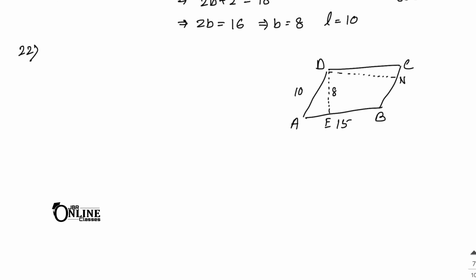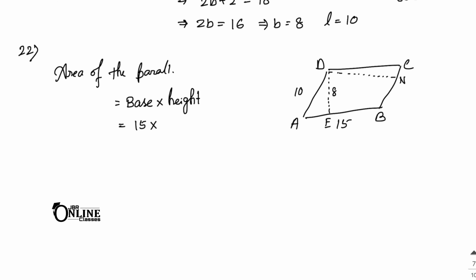Now the area of the parallelogram, you know the formula. So area of the parallelogram, that equal to base into height. Area of the parallelogram equal to base into height. Now here you know that base equal to 15 and height equal to 8, that means DE. So 15 into 8, 120 centimeter square is the first answer.